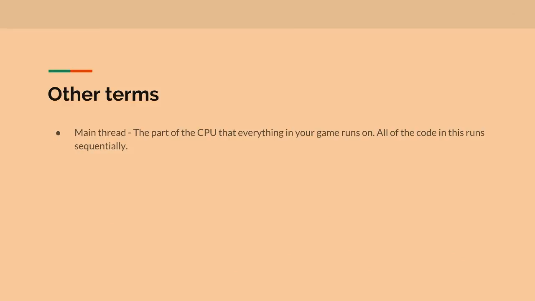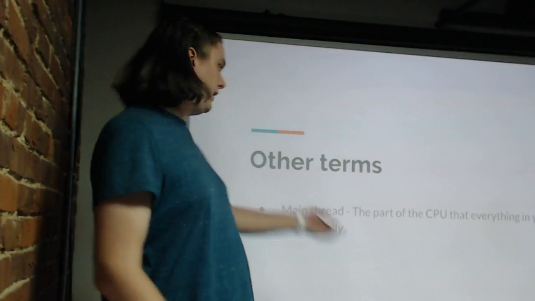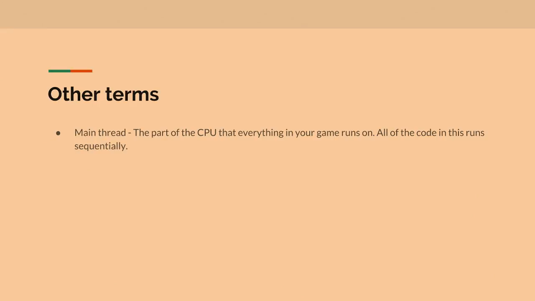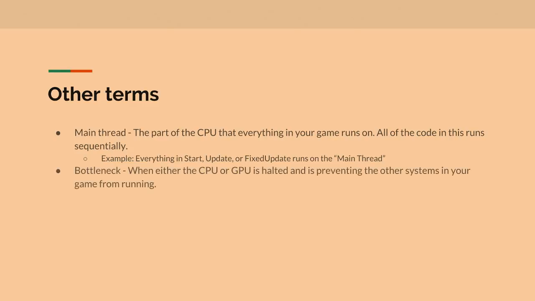Some other terms I'm going to go over very quickly, some language I'm going to be using tonight. Main thread refers to the part of the processor during Unity's run that all your code runs on, just in order. So everything in start, update, fixed update, and a bunch of other built-in stuff in Unity all runs on the main thread. So you can consider it that. A bottleneck is when either the processor or the graphics card is halted, taking too long to do something, and preventing the other one from continuing on.